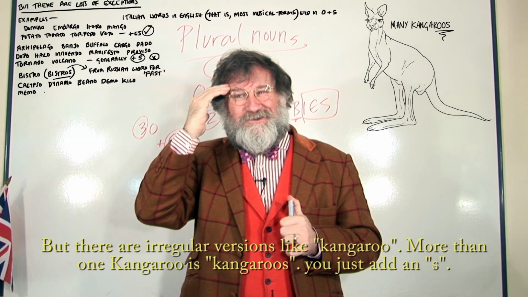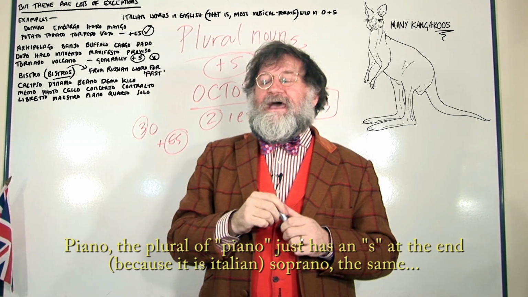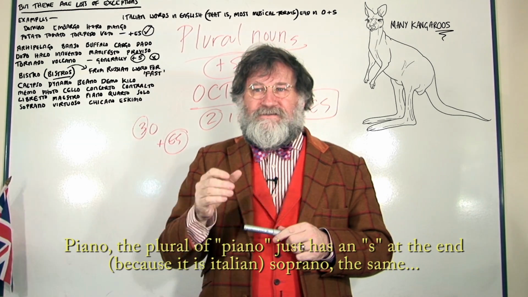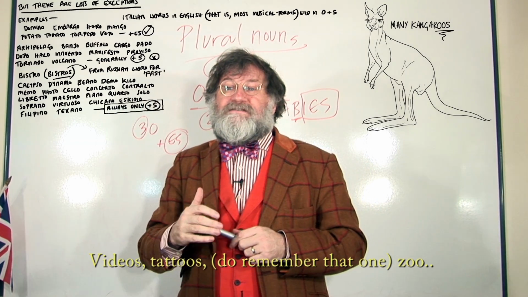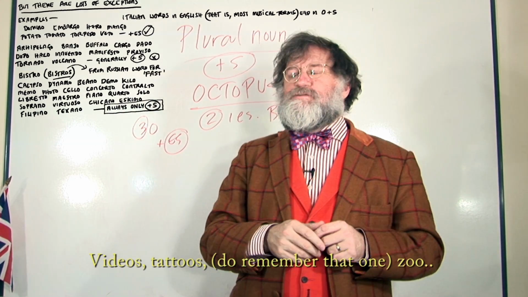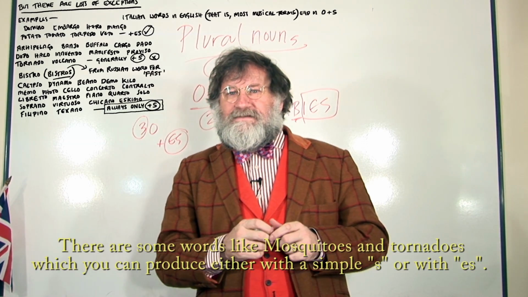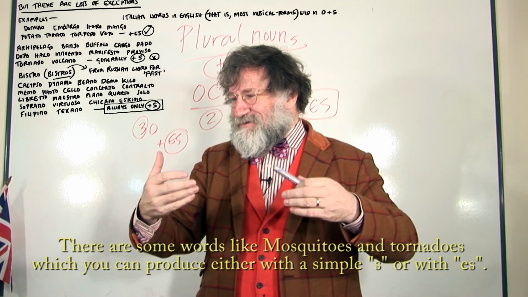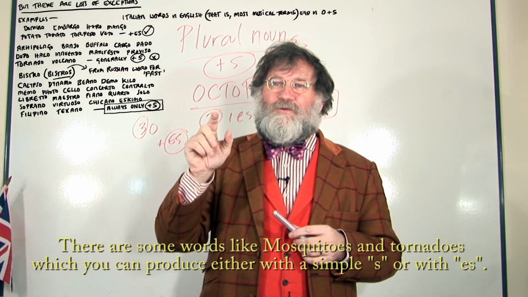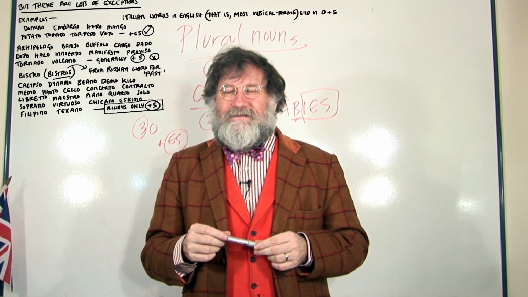More than one kangaroo is kangaroos. You just add an S to the end. Piano, the plural of piano just has an S at the end. Pianos. Sopranos, same. Videos, tattoos. Do remember that one. Zoos. There are some words like mosquitoes and tornadoes, which you can produce either with a simple S or with an ES. Mosquitoes, tornadoes can be either.